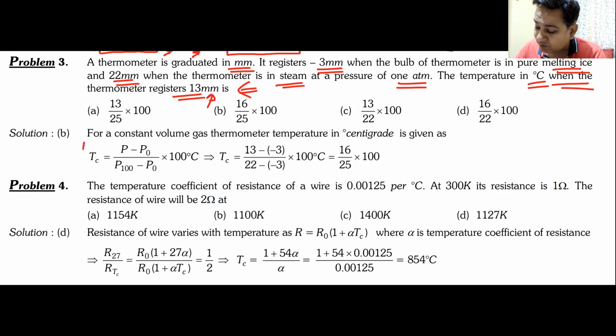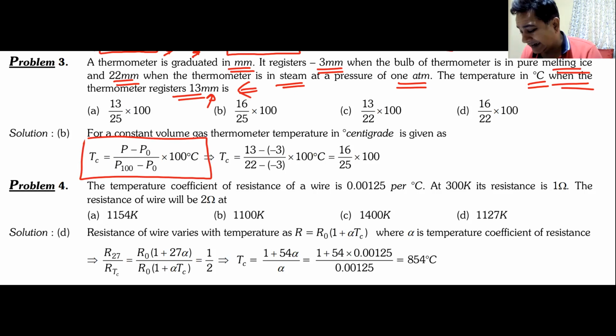So how do I calculate the temperature in degrees Celsius? The given pressure or given length minus the pressure or length at 0 degrees Celsius, divided by the pressure at 100 degrees Celsius minus the pressure at 0 degrees Celsius, multiplied by 100, and you will have the answer. Do we understand this? Do you understand how it is done? Yes, sir.